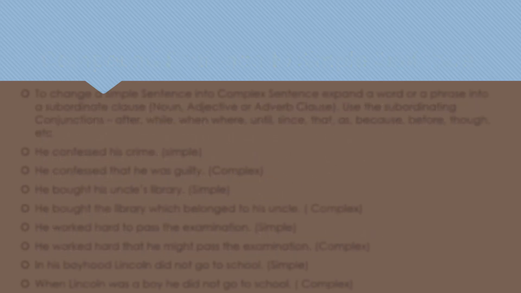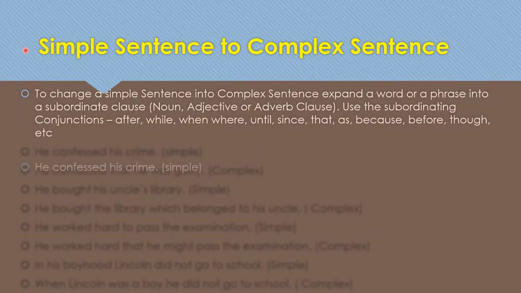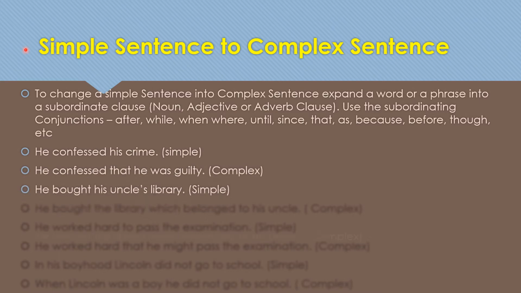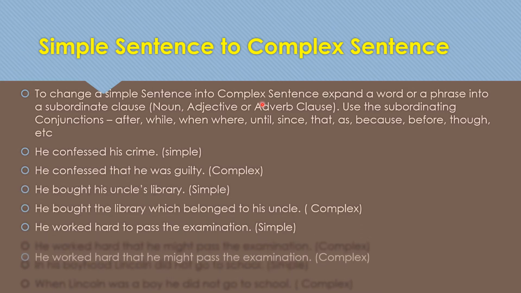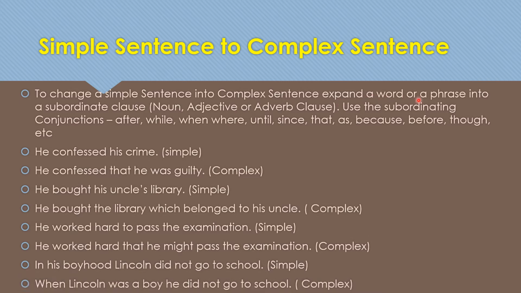Transforming simple sentence to complex sentence. To change a simple sentence into a complex sentence, expand a word or a phrase into a subordinate clause: noun, adjective, or adverb clause. Use the subordinating conjunctions after, while, when, where, until, since, that, as, because, before, though, etc. There is a video on subordinating conjunctions. So refer to that video to know the list of subordinating conjunctions.